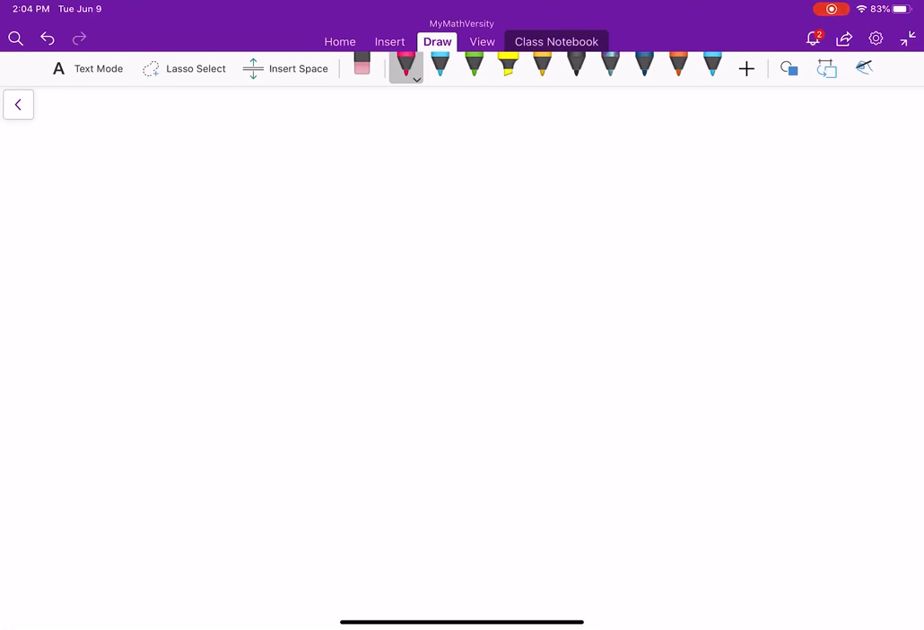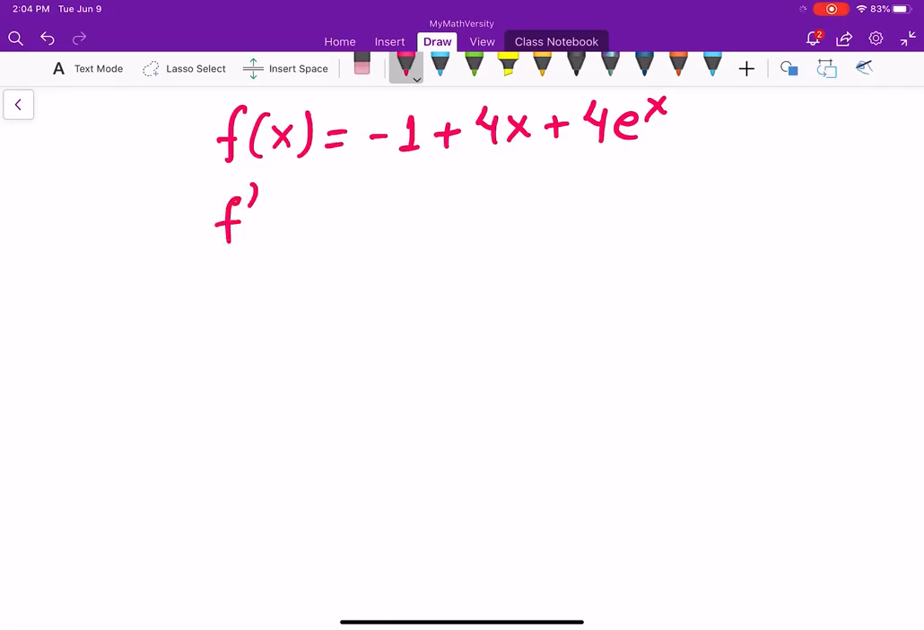We are given the function f of x equals -1 plus 4x plus 4 times e to the power x, and our goal is to find the derivative of this function with respect to x. That means we need to find f prime of x. So how do we find the derivative of this?